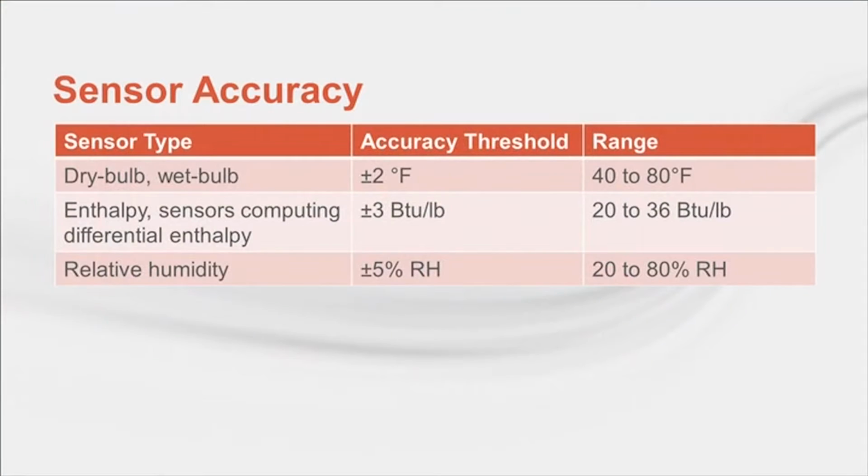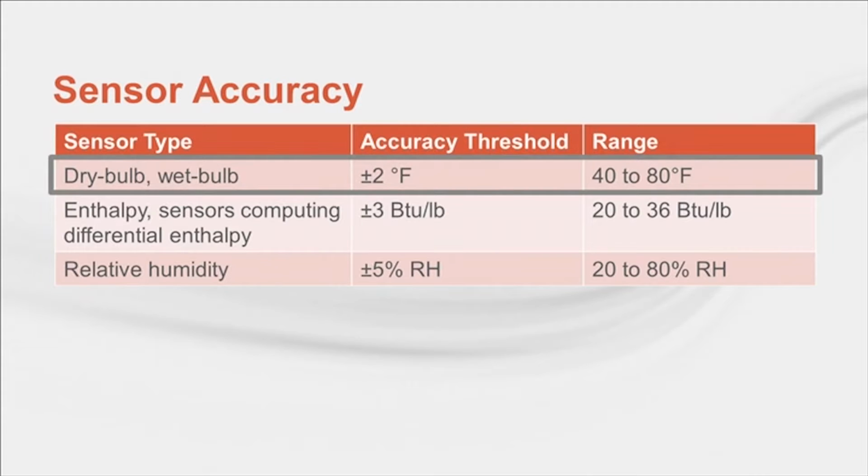Another new change in the 2013 version deals with sensor accuracy. Specifically, the standard now requires outdoor, return, mixed, and supply air sensors to be calibrated. For dry bulb and wet bulb sensors, the accuracy must be within plus or minus 2 degrees over the range of 40 to 80 degrees Fahrenheit.